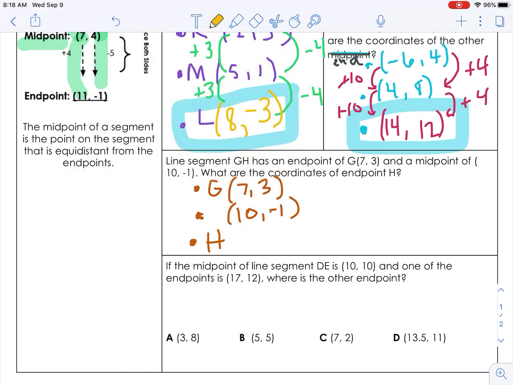So we'll look at our changes here. So from 3 to -1, that decreases 4, so we're going to decrease 4 again. -1 minus 4 is going to give us -5. On our x's, 7 to 10, that increases 3, so we're going to increase 3 again. 10 plus 3 is 13. So the other endpoint, or H, is at 13, -5.